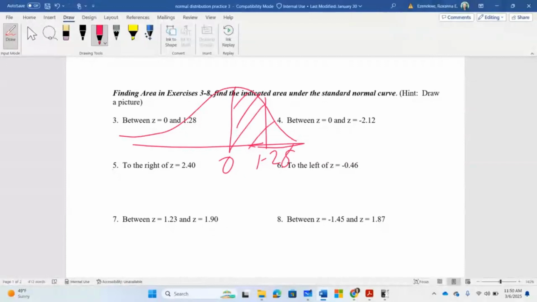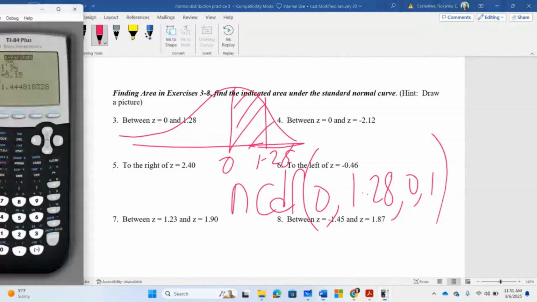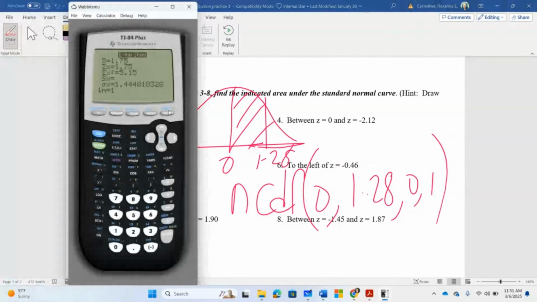Remember the argument? The argument is normal CDF, because I'm looking for area starting from 0 and then at 1.28. The mean is 0, the standard deviation is 1. Then I pull up my calculator. So I'm going to clear, enter this in my calculator. Where do I go? Second distribution. Number 2 is normal CDF.